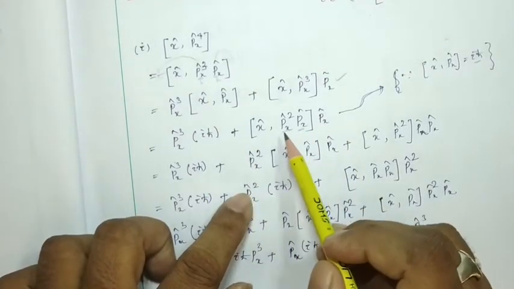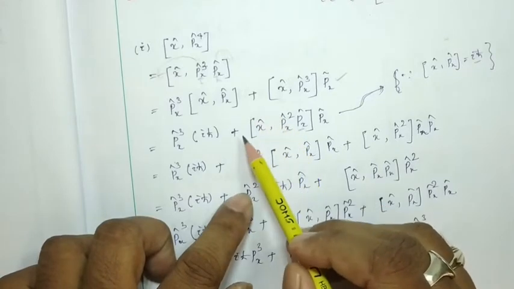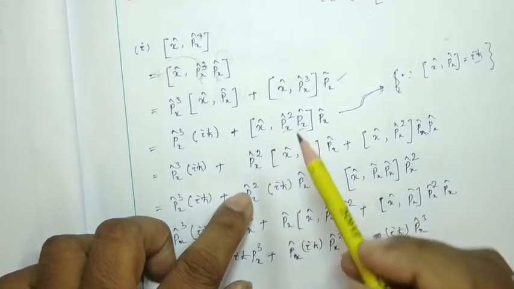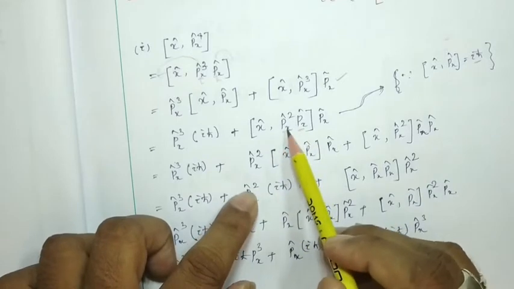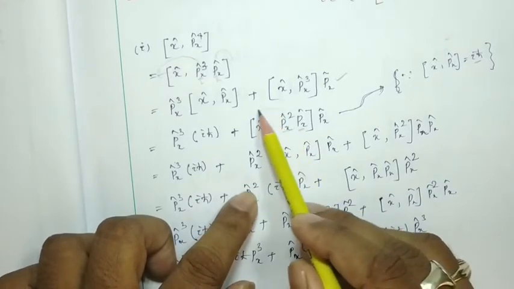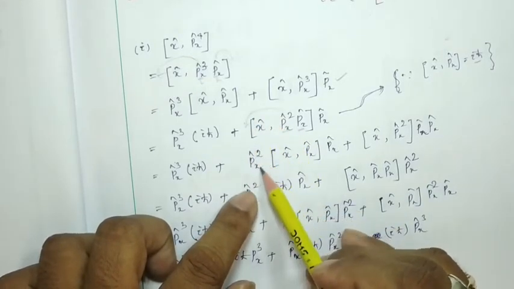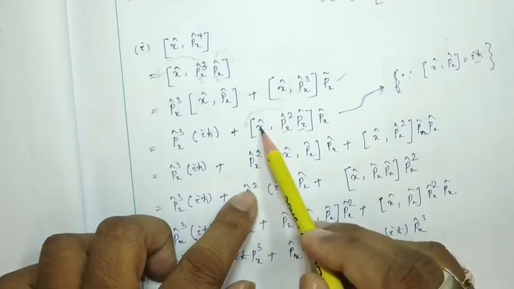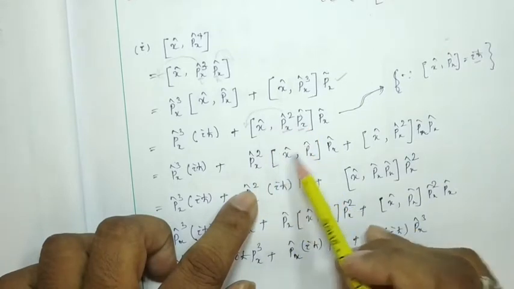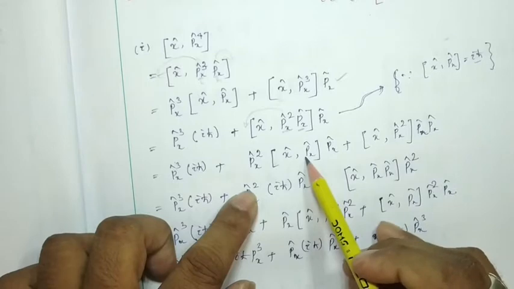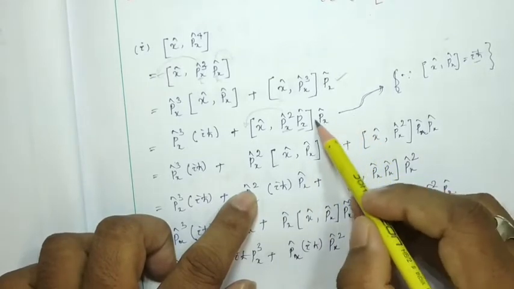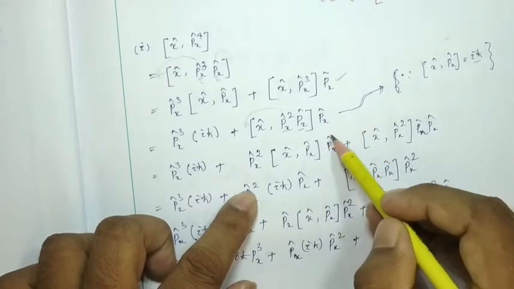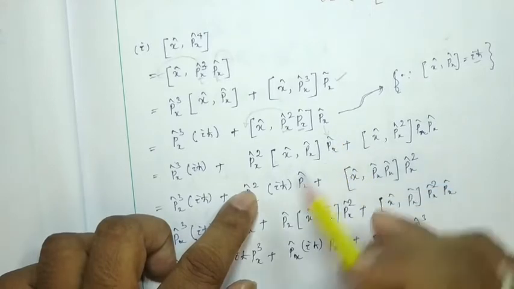Okay, so this left will be moved towards the left and the rest of the operator will be written. p_x cap square will be moved this side, written over here, and the rest of the operator, x cap p_x cap, will be written in the commutation bracket. And also p_x cap is already there, p_x cap will be here, this one will be here.